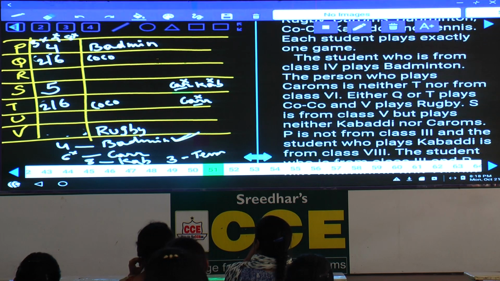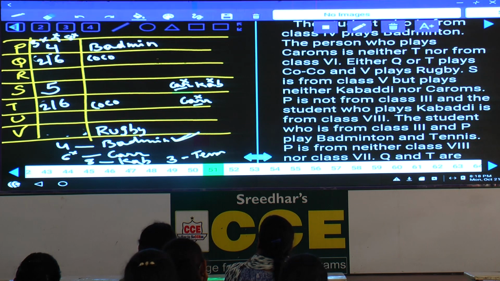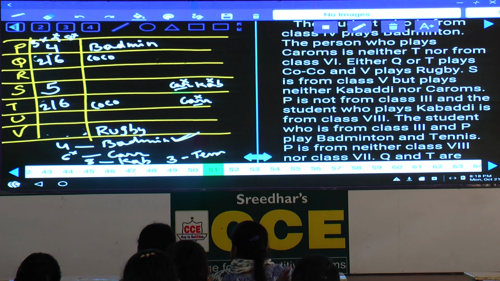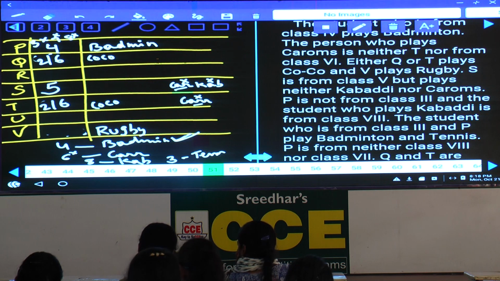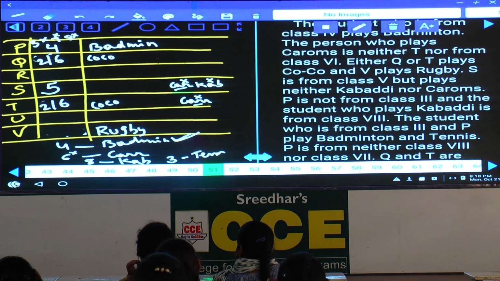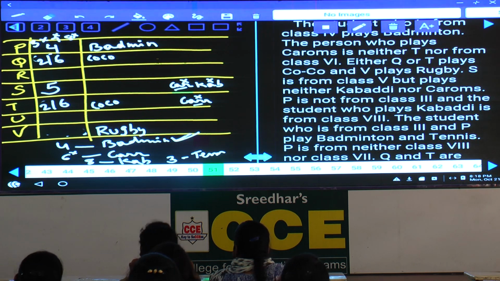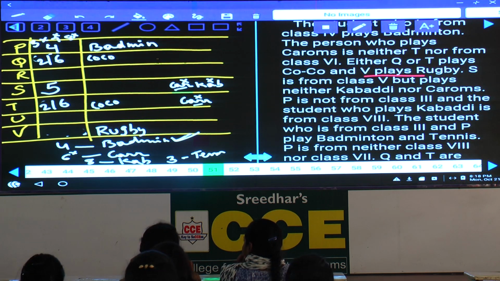The student who is from class 4 plays badminton. The person who plays caroms is neither T nor from 6th class. Either Q or T plays Kho-Kho, and 5th class plays rugby. And V plays rugby. Either Q or T plays Kho-Kho.